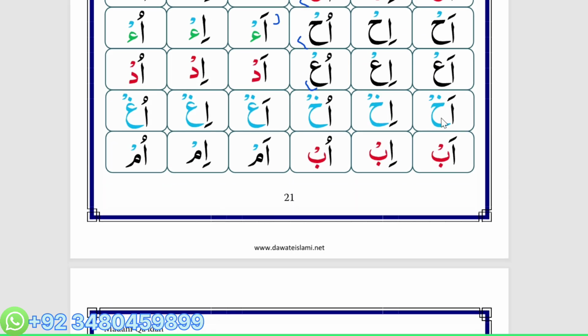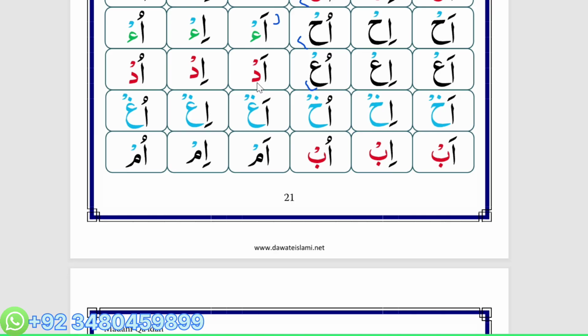Hamza Ain zabar a, Hamza Ain zer ir, Hamza Ain pesh ur: a, ir, ur. Dal is paired with Dod, so make a clear difference between the Dal sound and the Dod sound.